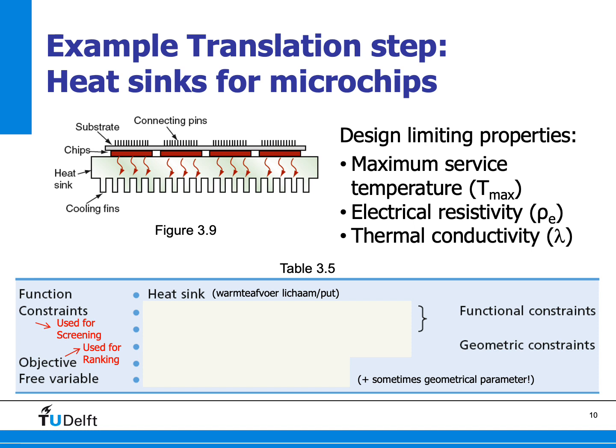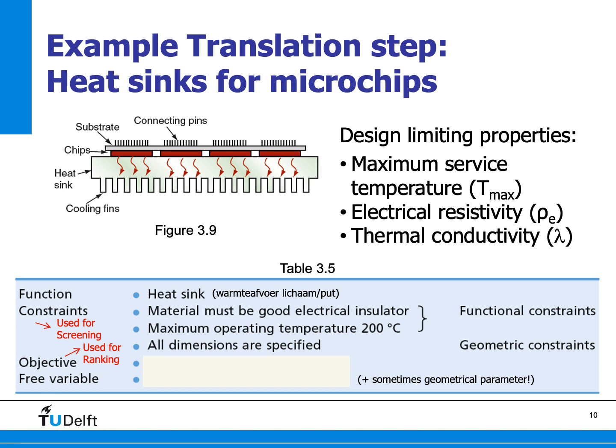Now then we have the constraints, which we will later on use for the screening. The constraints are that the material must be a good electrical insulator, and we don't want any electronic interaction with the chips. And the maximum operating temperature should be something like 200 degrees.